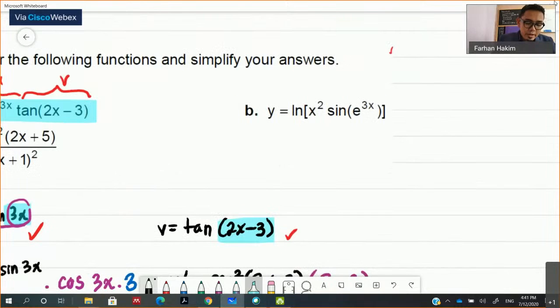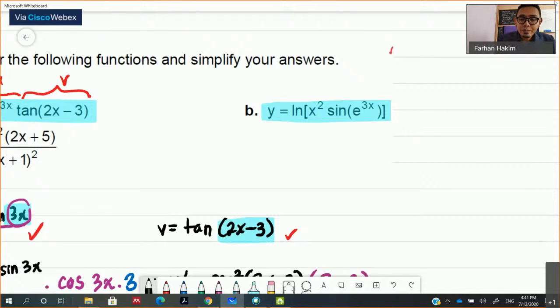So we know that we have to differentiate this y equal to ln of x squared sine e to the power of 3x, but we have to differentiate ln in the first place, and then secondly, we have to differentiate the one in the bracket. But be careful that the one in the bracket is actually the term that you have to utilize the product rule for the differentiation of x squared sine of e to the power of 3x. But in this case, it is easier for us to simplify this first.